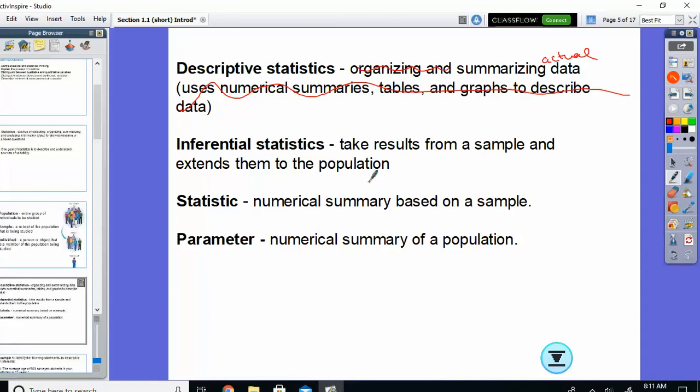Inferential takes what we found in our sample and extends it to the whole population. My statistics students study for 3 hours every week, so everyone in the high school must study for 3 hours in a week. So inferential, you are making some inference. You are making some guess about a larger group.